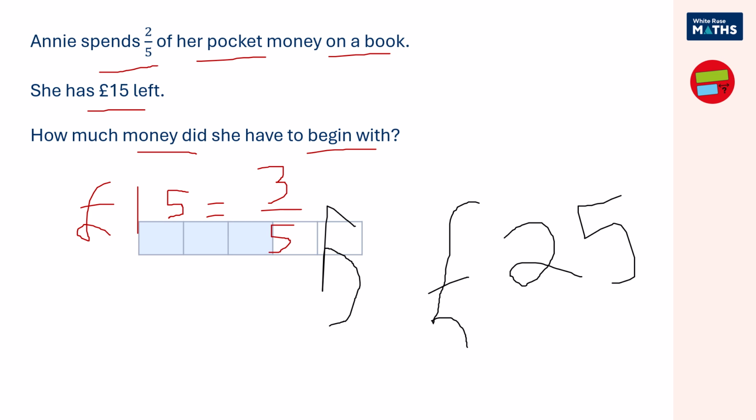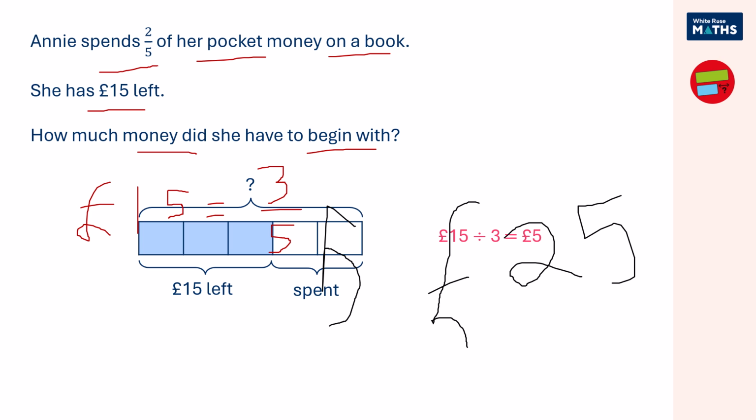Again, here is the White Rose Maths pictorial image. So 3/5 has been left, 2/5 have been spent. So £15 left. Each little rectangular bar was worth 5. So she had £25 to begin with, and she spent £10.